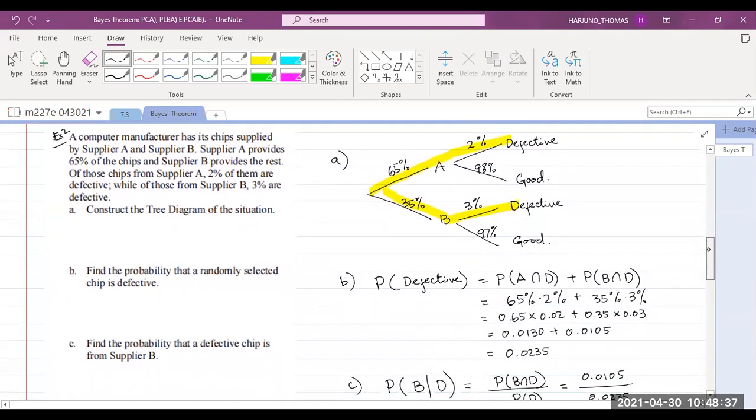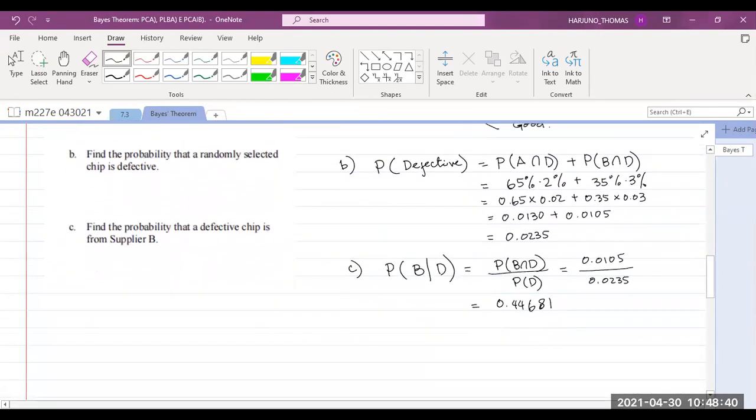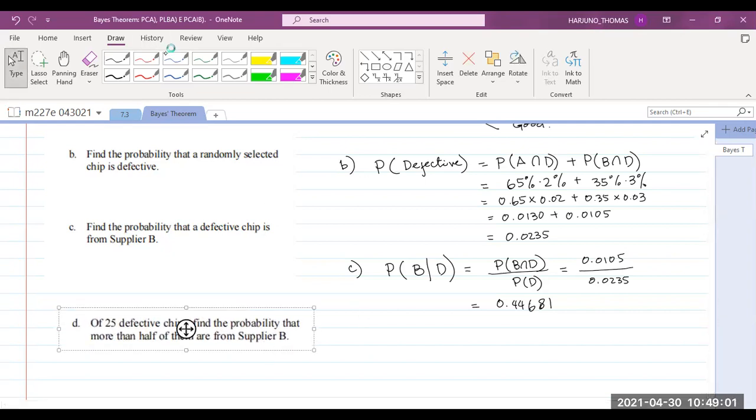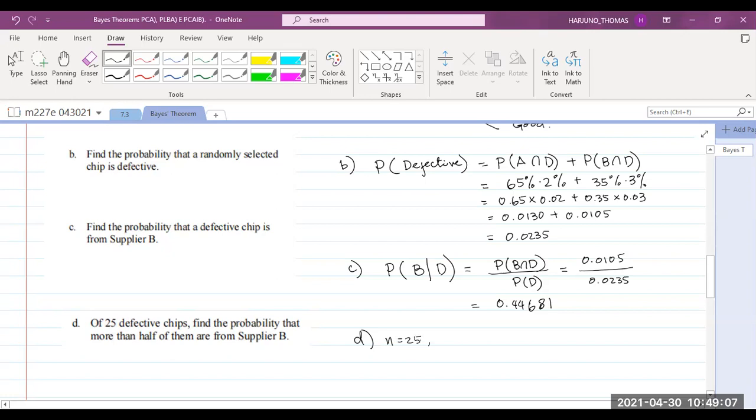And now let's go back to example 2. I told you earlier that I want you to skip a little bit. That's because there's a follow-up question I would like you to think about there, similar to the one we did just now. Part D. Of 25 defective chips, knowing that these chips are defective, what is the probability that more than half of them are from supplier B? The probability that it is from B knowing it is defective is 0.44681.